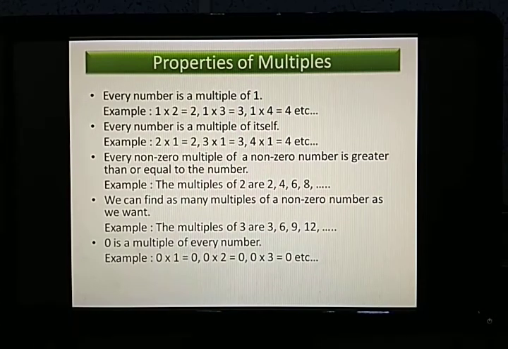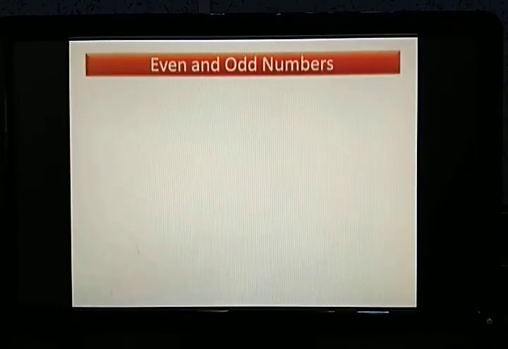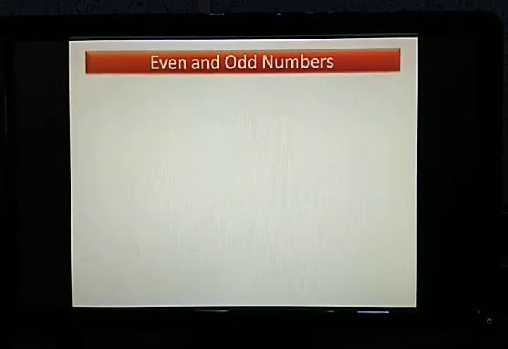Next, 0 is a multiple of every number. Any number, if you multiply with 0, you will get back 0. So 0 becomes a multiple of every number. Clear?